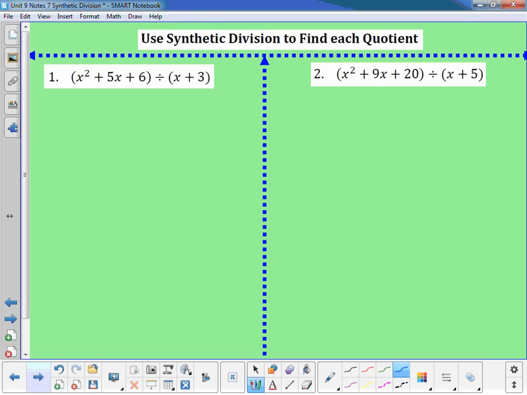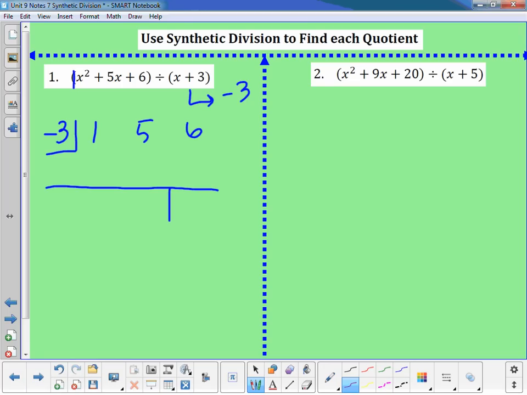In number 1, I have x squared plus 5x plus 6 divided by x plus 3. Again, I'm going to put the opposite number inside the box, which is negative 3. And now I list my coefficients. This one's a 1, then 5, then 6. Leave yourself enough space, set up your little t-chart, and we go to work. The first number gets dropped down, so that's a 1. And now I multiply and add.